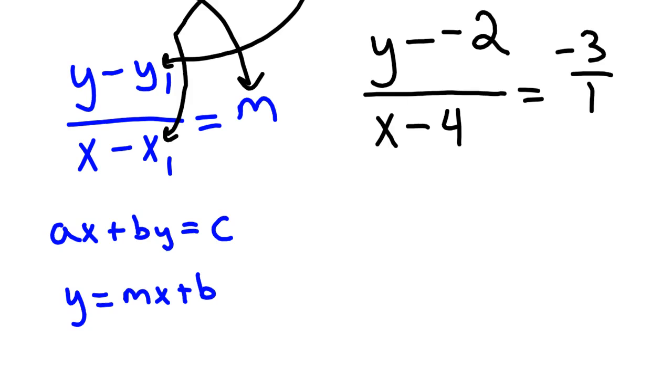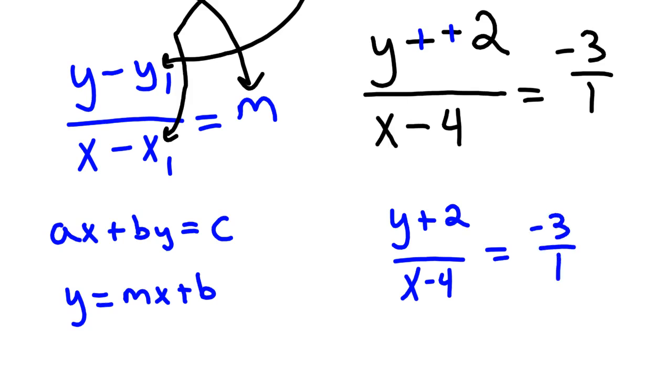And so the way to do that, first off, let's simplify some things. A negative and a negative is a positive. Minus minus becomes positive. So that is y plus 2. So what we've got there is y plus 2 over x minus 4 equals -3/1.